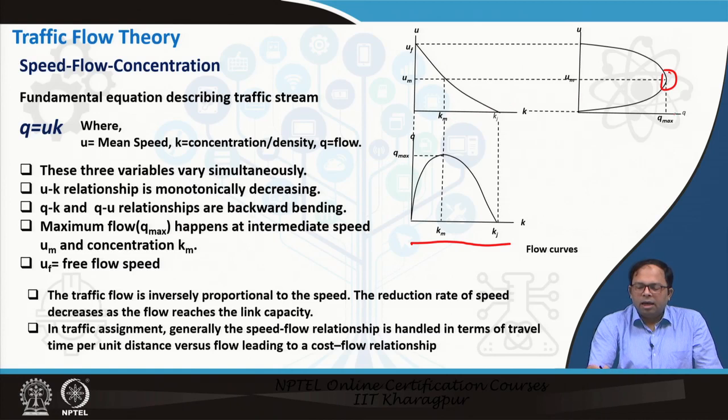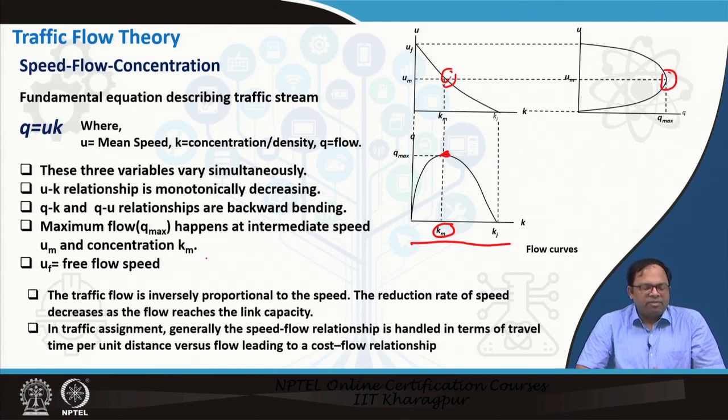This is where the maximum flow happens. It happens at this point, which is at a speed of, and this Km is the concentration. Km has also reached its highest point. So maximum flow Q max happens at an intermediate speed and concentration Km, and UF is the free flow speed.